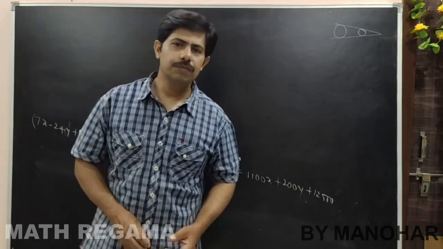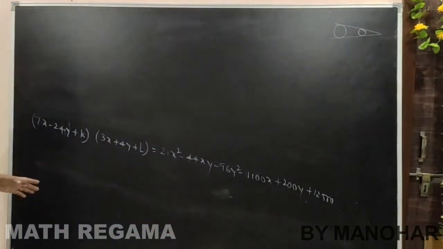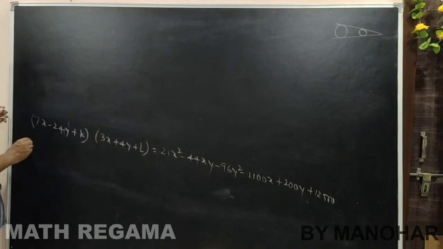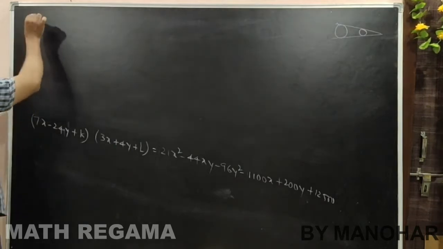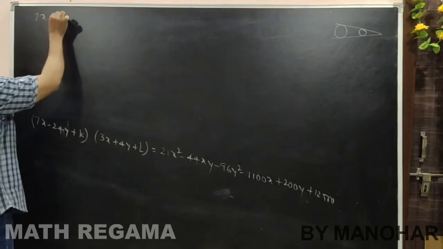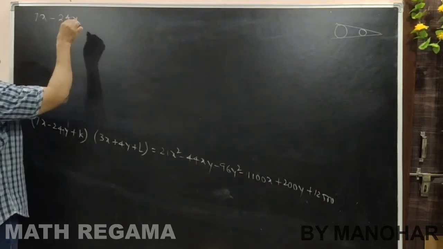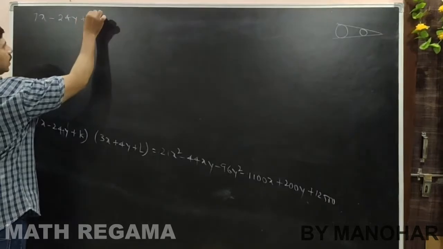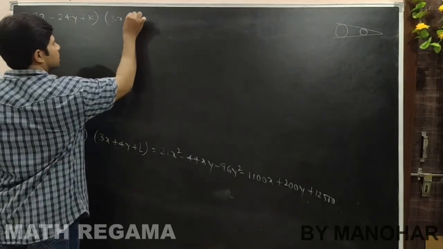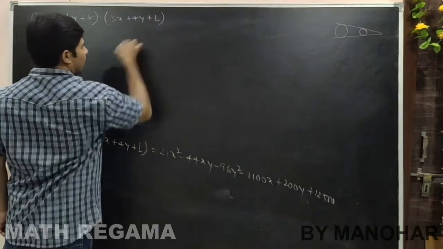So we'll continue. So now what we do here is we are equating the constants, right? Now here first I'll write. See, actually I have to equate the coefficients. I'll show this in two cases. The first one, what we have is 7x minus 24y plus k, and what is the other one we have? 3x plus 4y plus l.